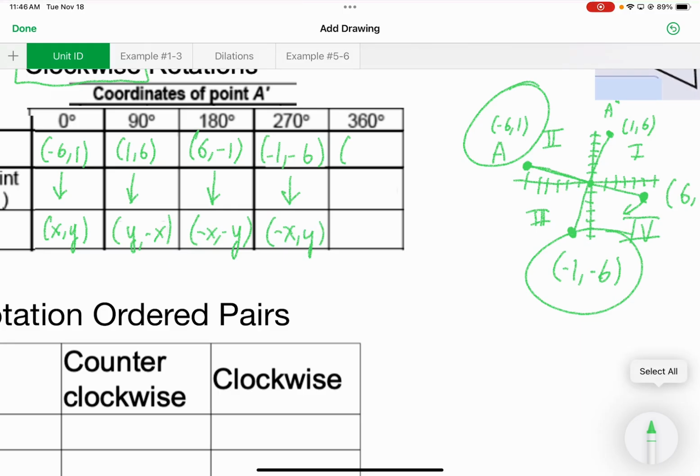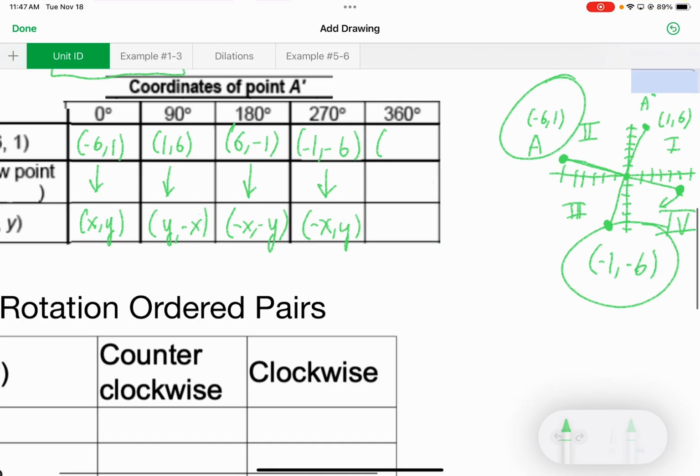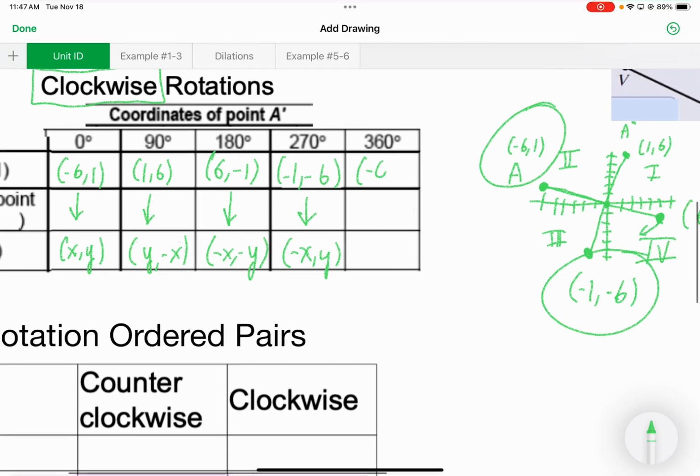What happens if you rotate something 360 degrees? Okay, so then x, y becomes x, y. That means -6, 1 becomes -6, 1. It just took a little bit of a trip, and then it becomes x, y. So it doesn't change.